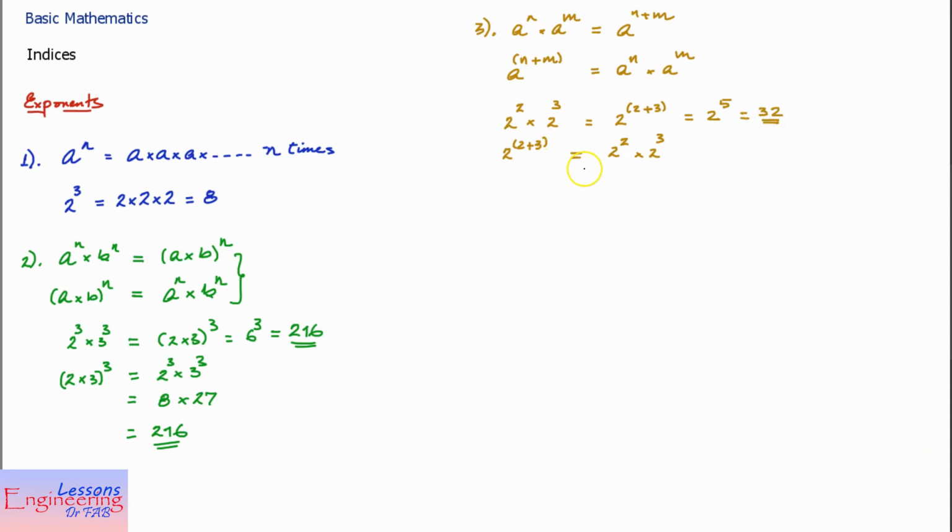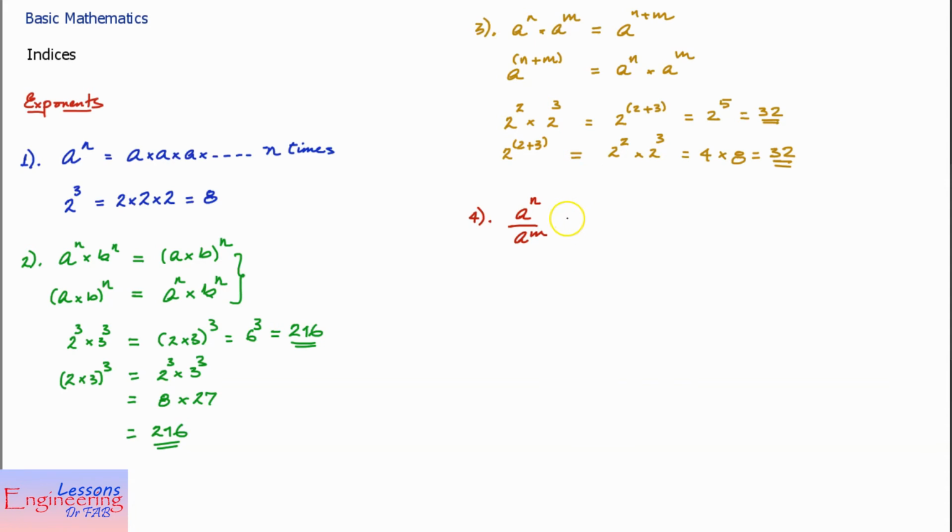Let's finish this: 2 raised to 2 is 4, times 2 raised to 3 which is 8. So 4 times 8, and the product of this is also 32. Let's continue with another rule and a simple example again. In this case, let's see a raised to n over a raised to m.